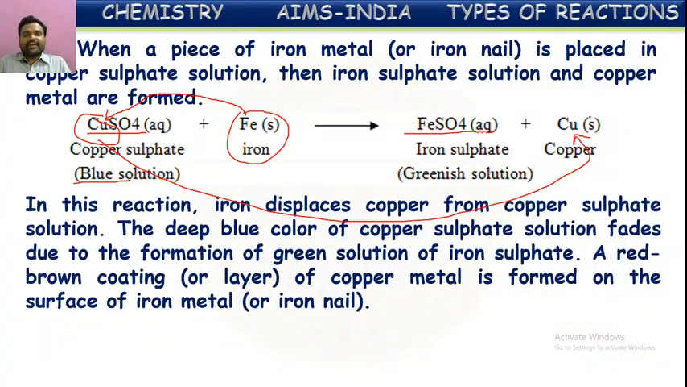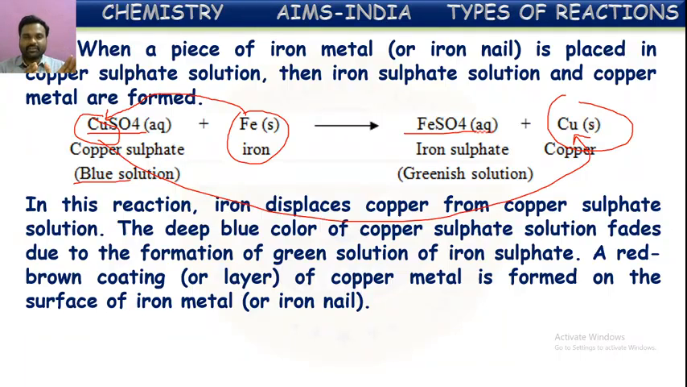In this reaction, iron displaces copper from the copper sulfate solution. The deep blue color of the copper sulfate solution fades due to the formation of green colored iron sulfate solution. A red-brown coating of copper metal is formed on the surface of the iron metal because of the free copper formed. This free copper will form a brown deposit on the iron rod which is dipped into the copper sulfate solution.